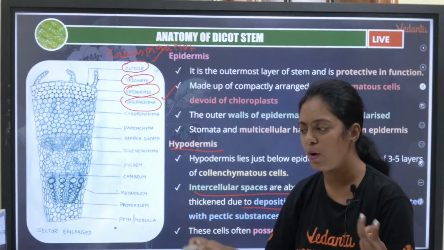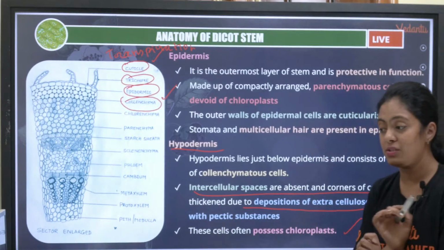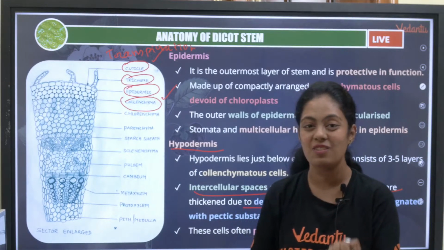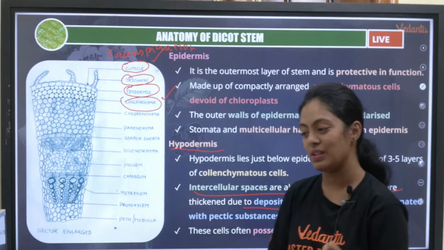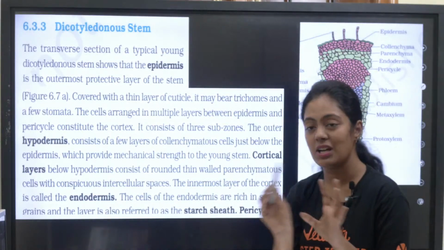We already discussed collenchyma, correct? Yes. These often possess chloroplasts. So the cells in the stem also have chloroplasts. See how interesting this is. So the stem is also involved in some amount of photosynthesis. Okay, so this is your NCERT, line by line. Let's try to do it.